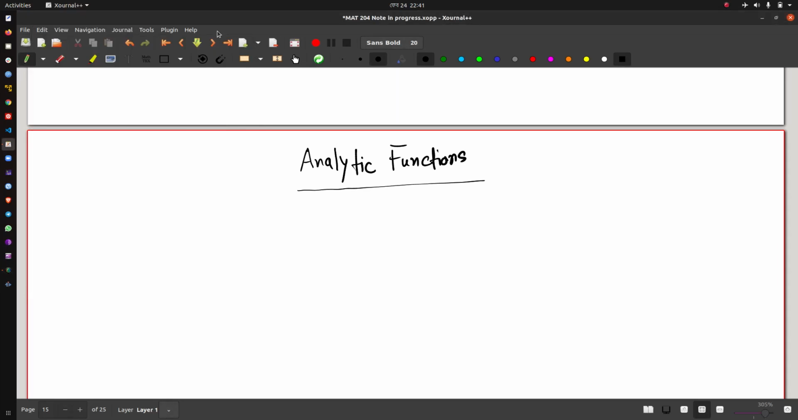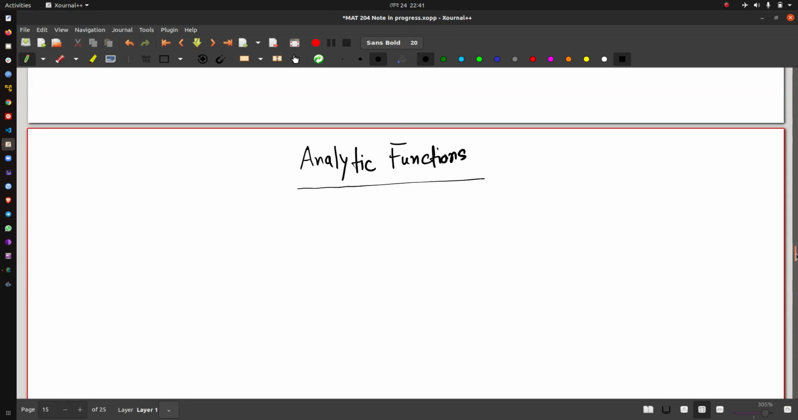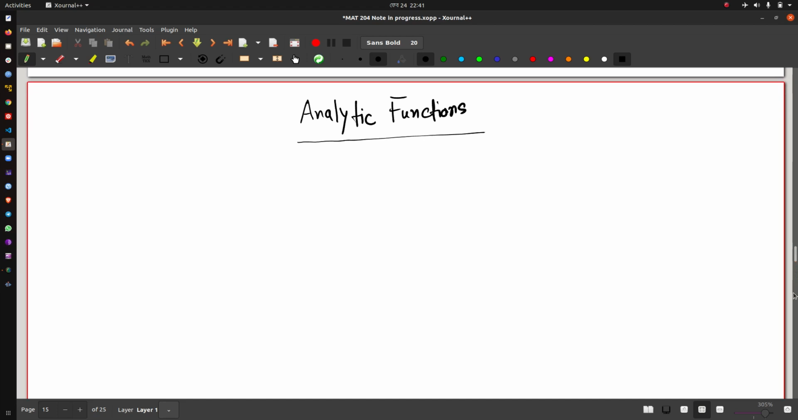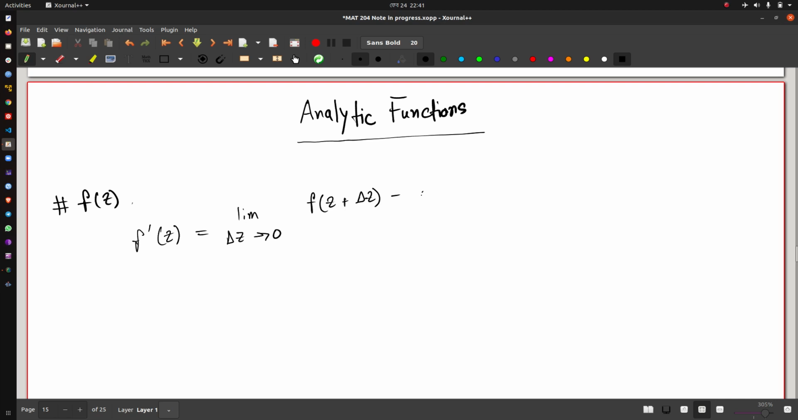Hi everyone. In today's lecture we are going to explore analytic functions. Recall from our last lectures that if you have a complex valued function like f of z, you say that you can define a derivative of f of z like this: f prime of z is the limit as delta z goes to 0 of f of z plus delta z minus f of z, divided by delta z, just like real variables.